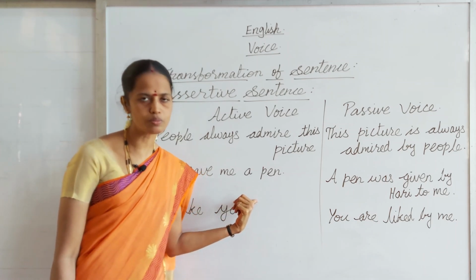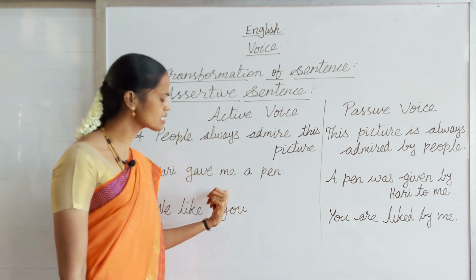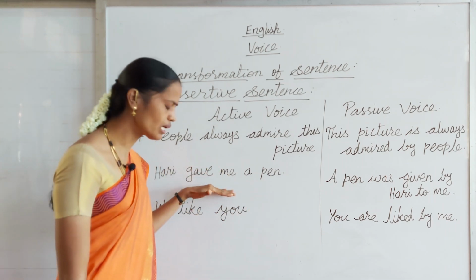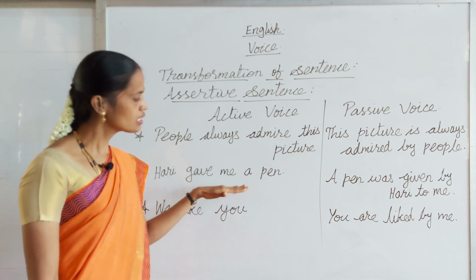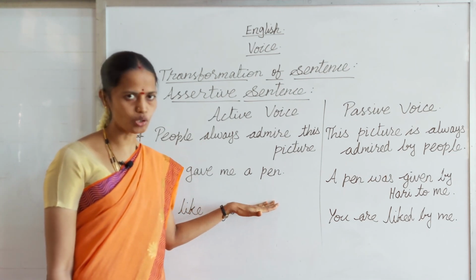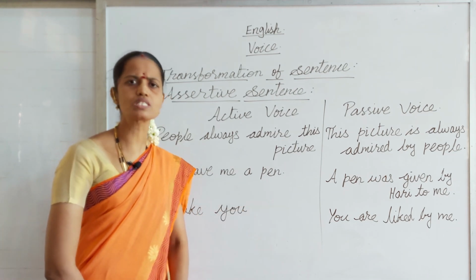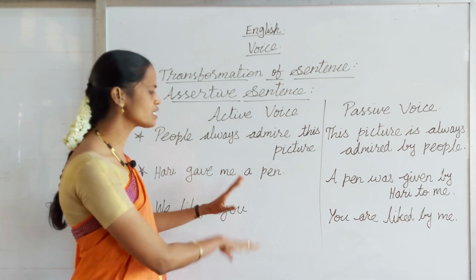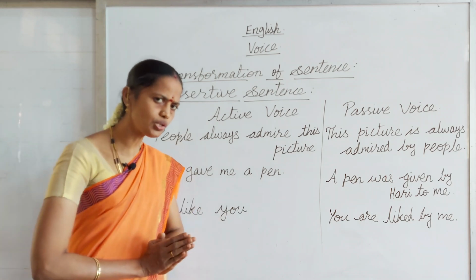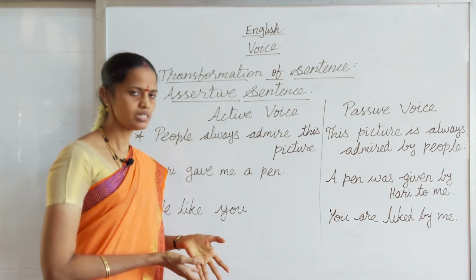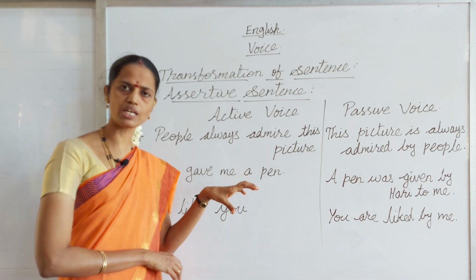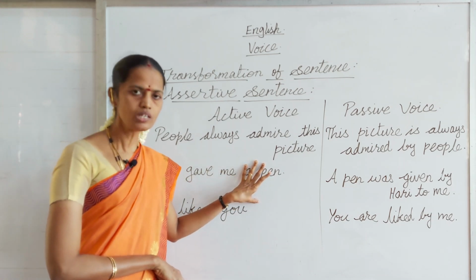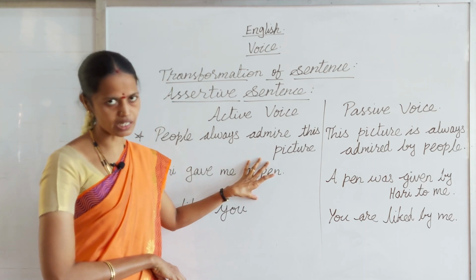Both are objects. So here in this example, two objects are given. Here "me" is the indirect object, and "a pen" is the direct object. How can we find out which is the indirect object and which is the direct object? Just ask: what did Hari give to you? He gave a pen. Which words give the answer to the question "what"? "A pen." So "a pen" is the direct object.